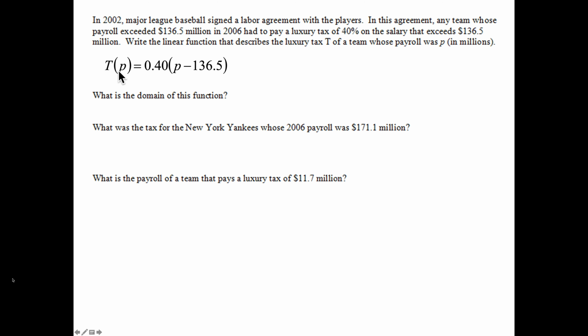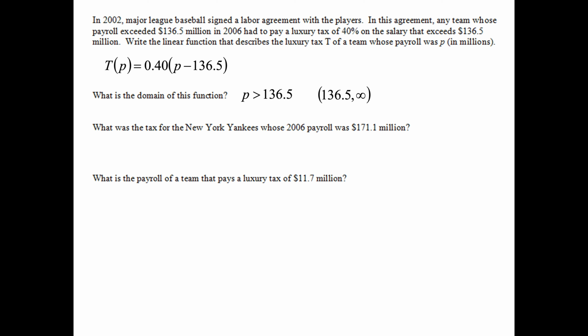So T of P equals 40% as a decimal multiplied to whatever goes over the cap. All right, this prevents teams from spending more money than they can take in. So the domain for this particular function has a restriction. You can't apply the tax unless the team's payroll, P, goes over 136.5 million. So we can write it as an inequality or write it in interval notation.